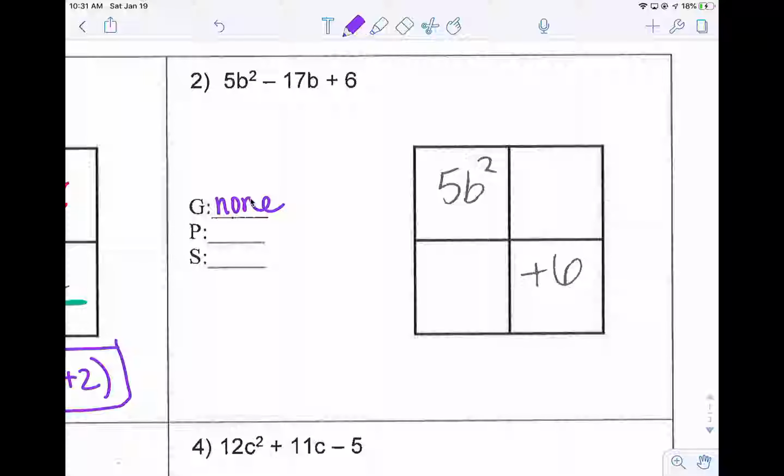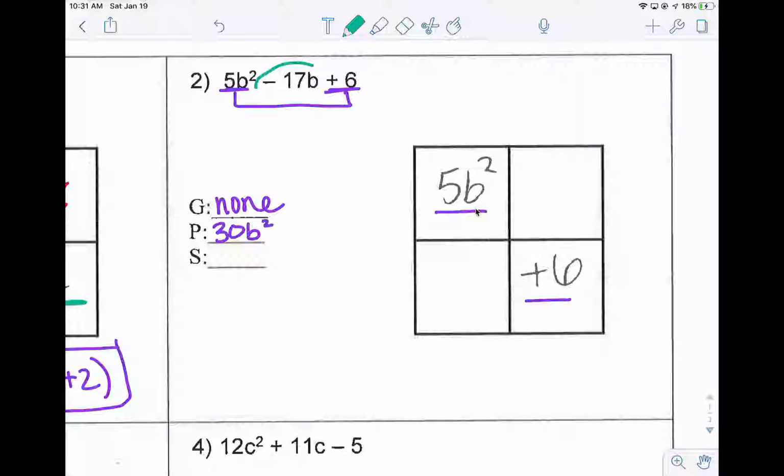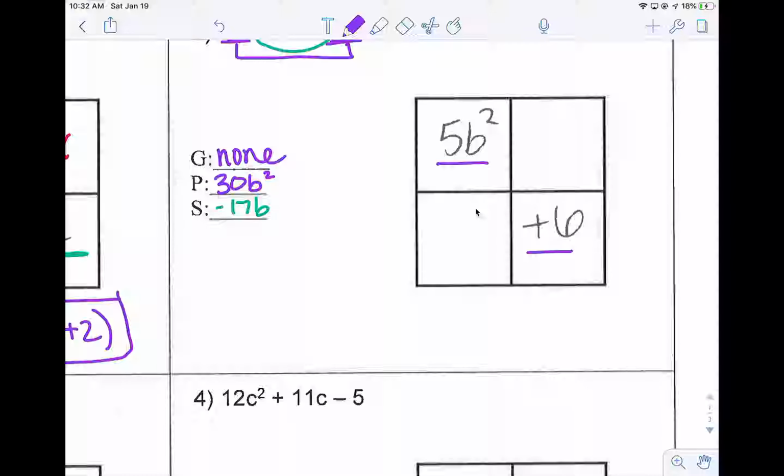So remember, the first and the last terms are the things that when we multiply, they go straight from the box to our answer. So when we're working backwards, they go straight from our beginning to our box. Then we multiply them for our product. So 30b squared, because that's first times last. And then our sum is in the center, so negative 17b goes for the sum in the center. So I'm going to write out all of the ways we can get to 30.